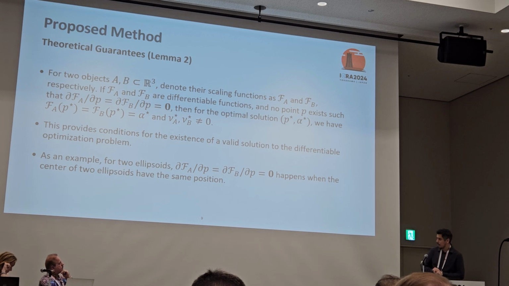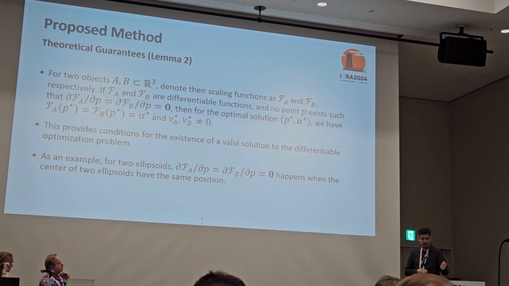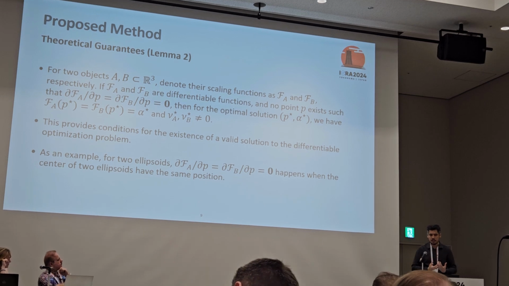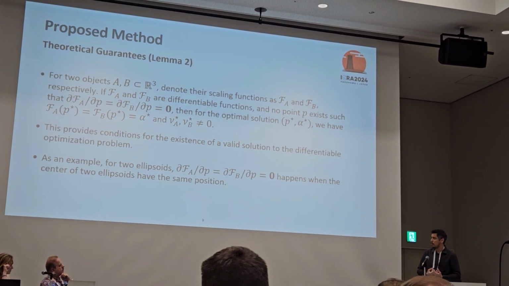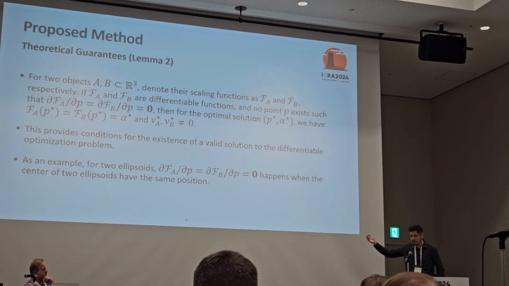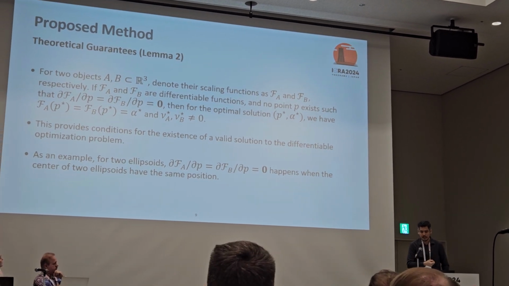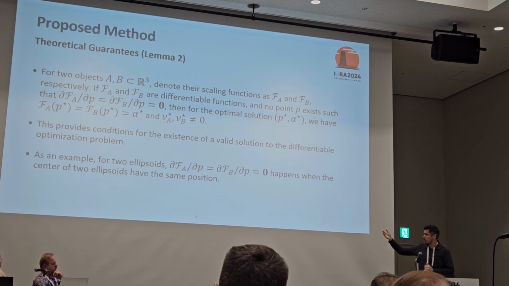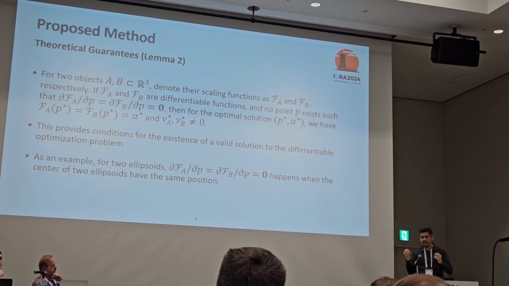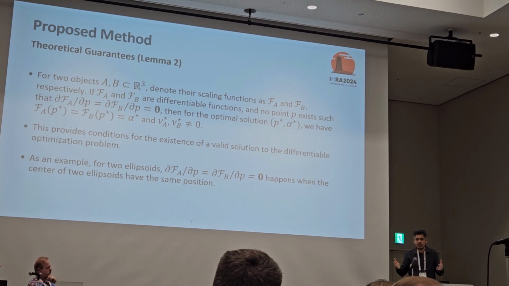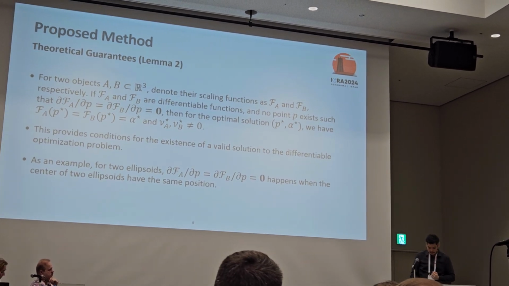Once we do that, in order to ensure differentiability, we need some conditions. The first one is a kind of regularity condition. Essentially, it should hold true that the gradients of these functions FA and FB shouldn't vanish at the same time, which is a kind of weak condition. To give an example, when the two objects are ellipsoids, that would mean that they can't have their centers being exactly the same point, which is pretty reasonable, right? So it's a weak condition.